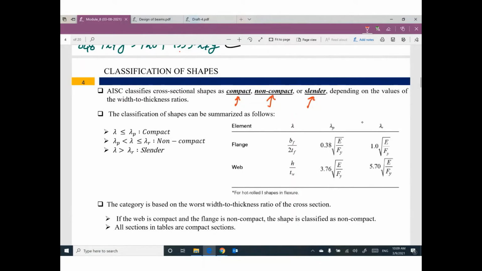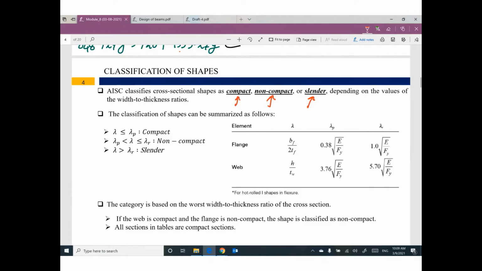According to AISC, we have three classifications of any cross section. Your cross section can be compact. We like it. Your cross section can be called non-compact. We don't recommend it. Slender, we don't recommend to use a slender cross section. Slender has a big issue with buckling, with lateral torsional buckling, with all of these issues. Anyway, it's not our topic right now.